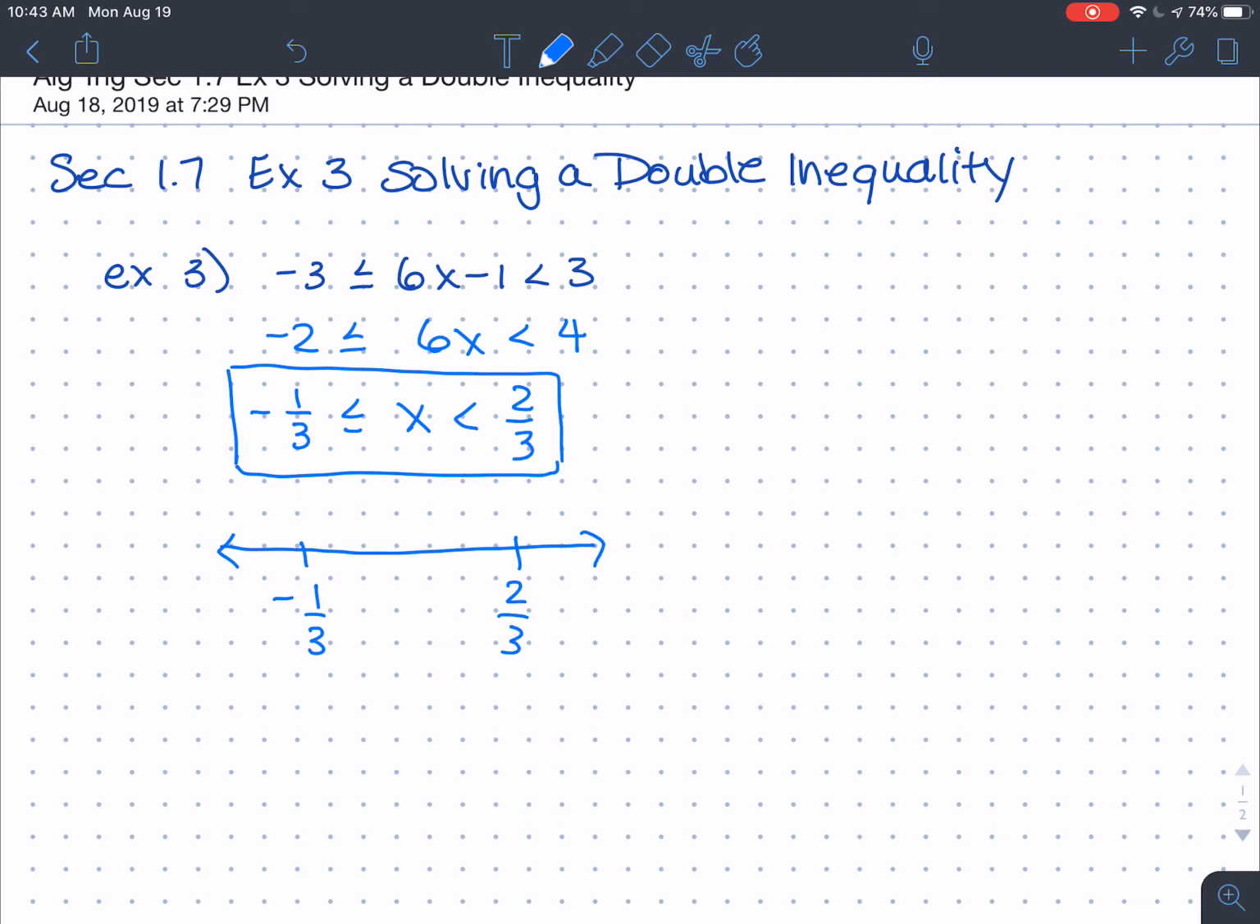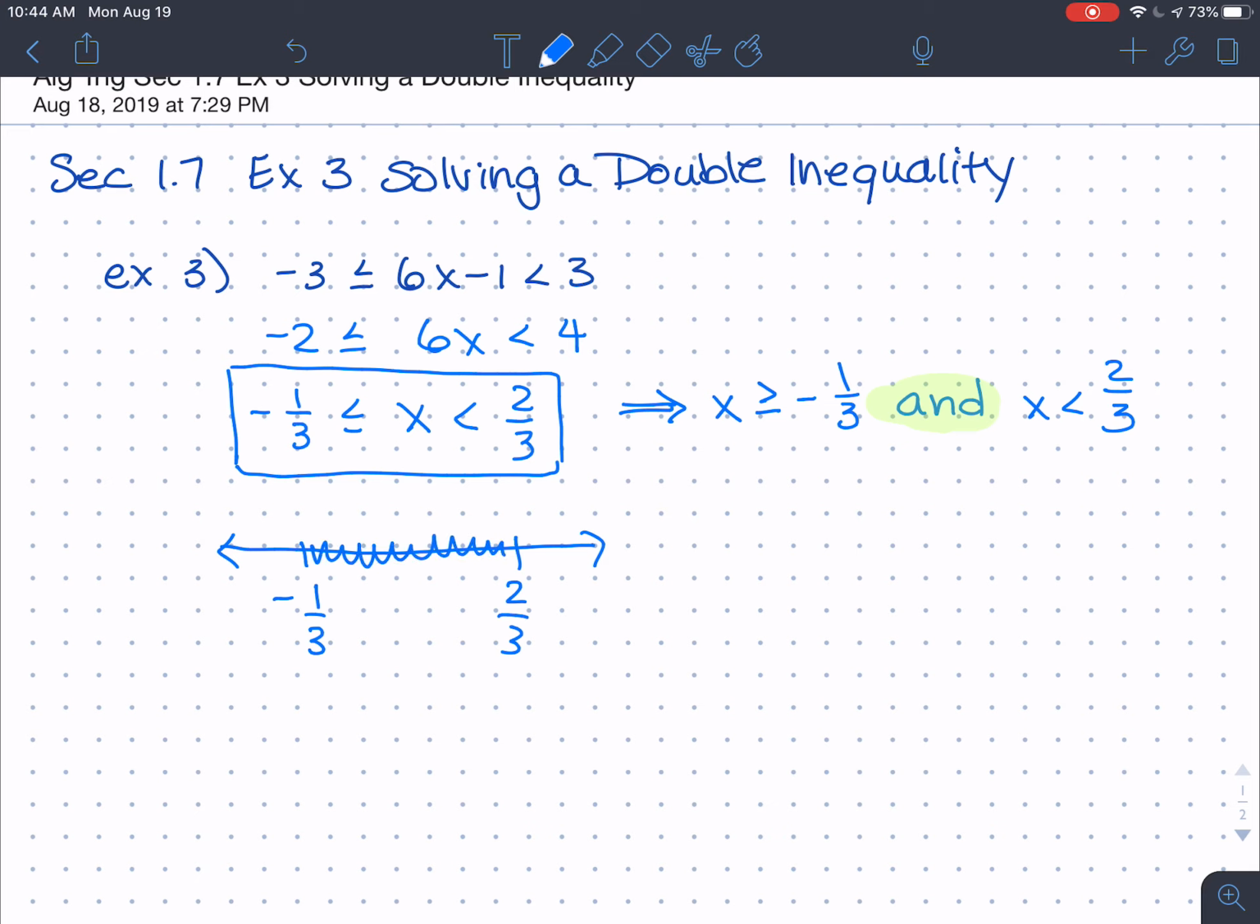Remember what that means. This implies that x is greater than or equal to negative 1/3 and x is less than 2/3. And the key is that word and. Whenever you see a compound inequality written combined into one sentence like I have in the box, that always implies the word and. So we want to make sure that we shade everywhere where x is greater than negative 1/3 and less than 2/3. And there is a place, it's right here in the middle.